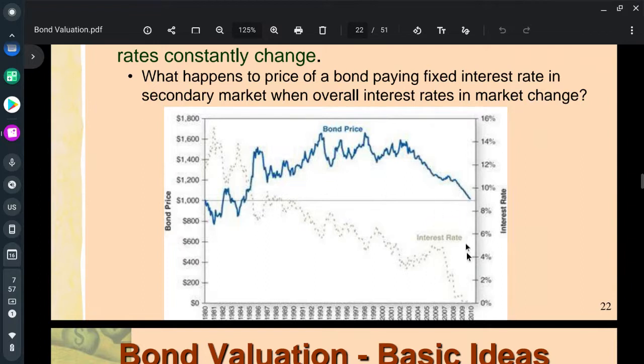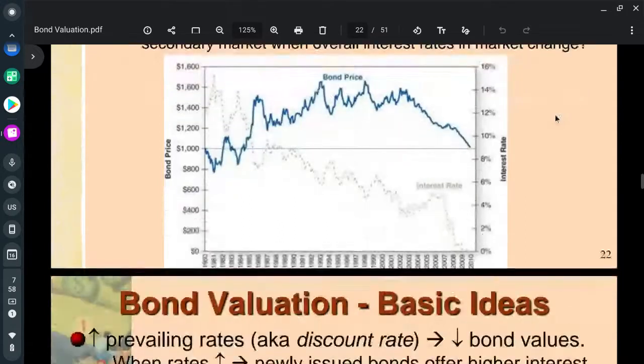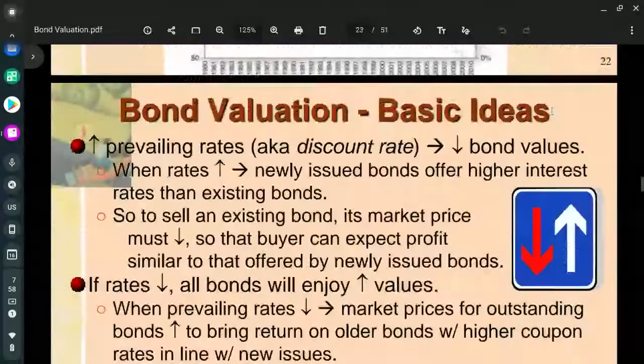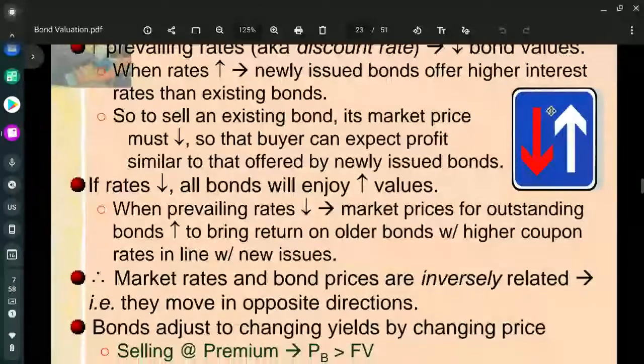But why? Think about it. This is the recession time. During the recession, nobody's investing. The price has to come down. But one thing is for sure, the relationship is inverse. There's an inverse relationship, right, between the interest rate and the bond price. So this is also called interest rate risk, right? You know what interest rate risk is.